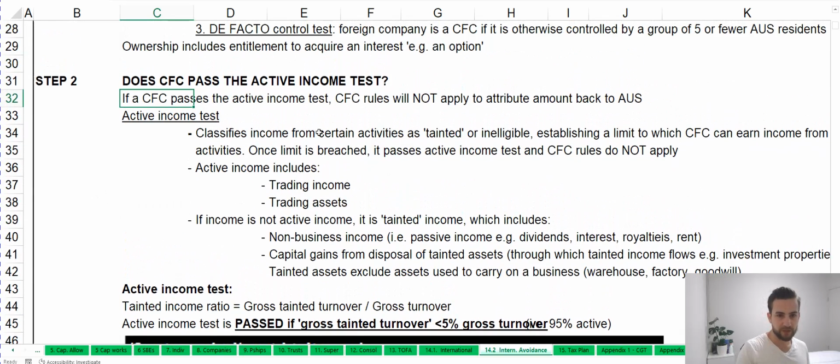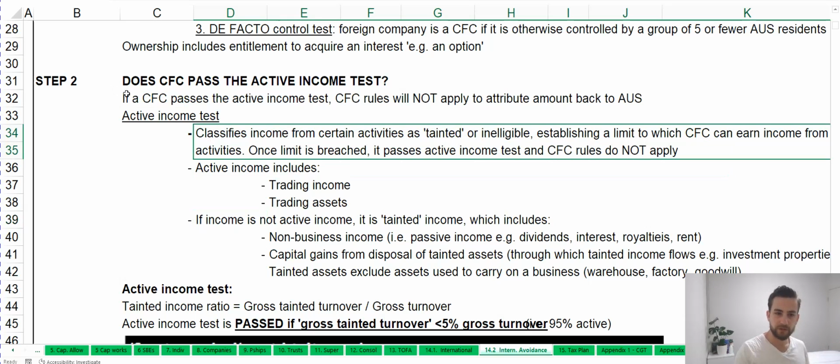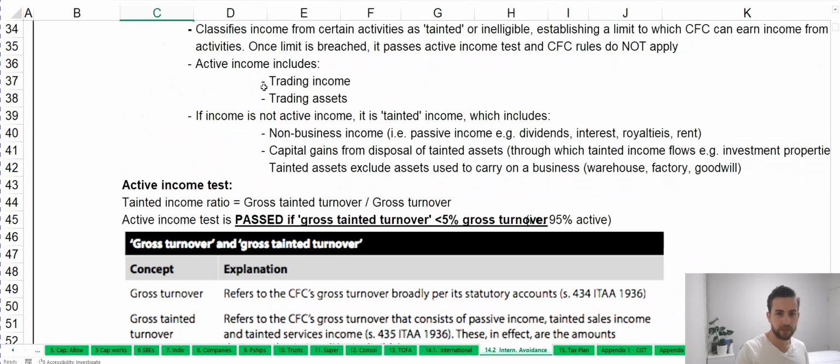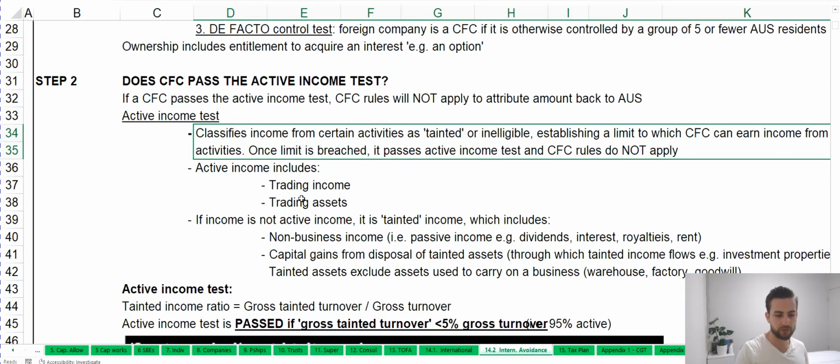But for the purpose of CFC testing, the technical wording that we're going to be talking about is tainted income. Okay, so tainted income is the bad income. That's the passive income that's actually going to be brought back to Australia for tax purposes. So the active income test is meant to distinguish those two groups of income and figure out which amounts we need to actually attribute back to Australia.